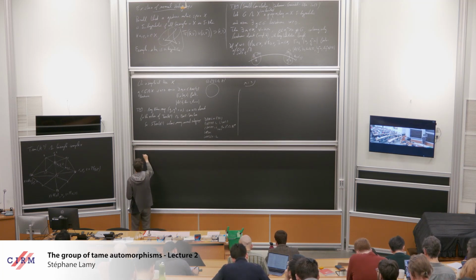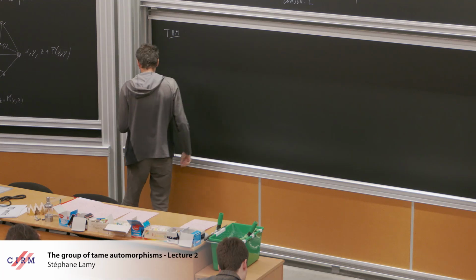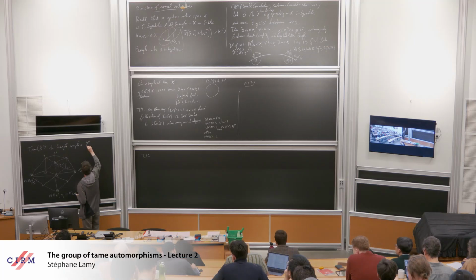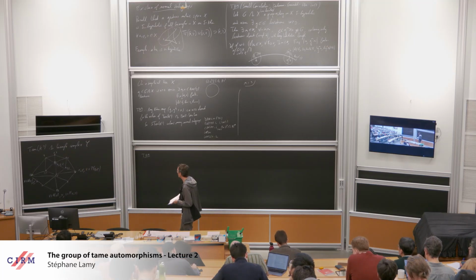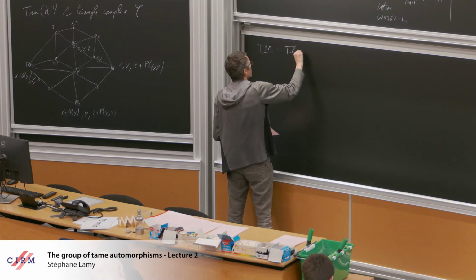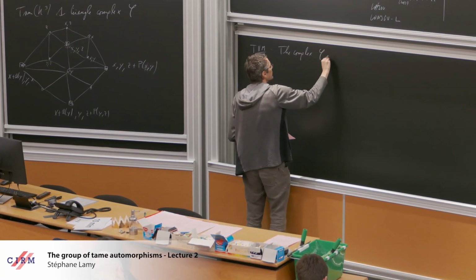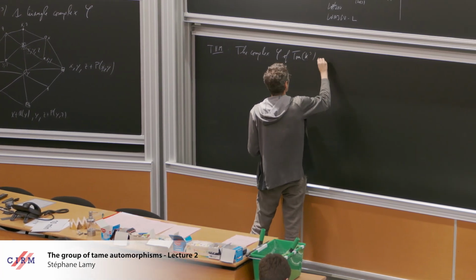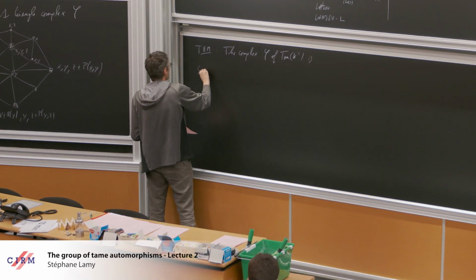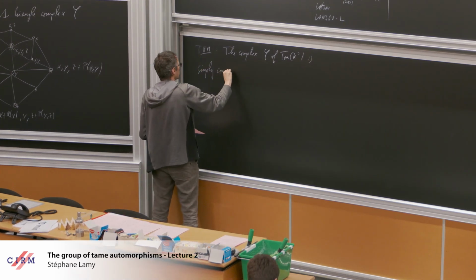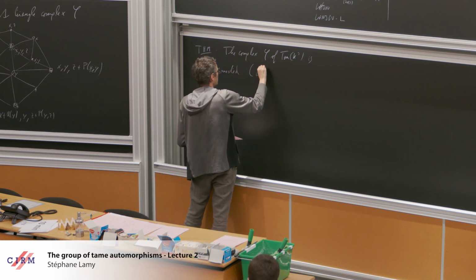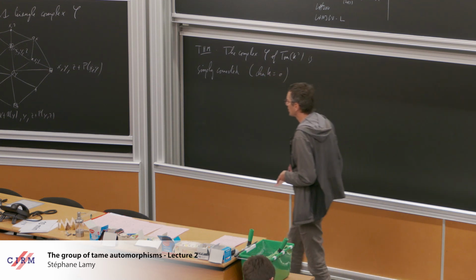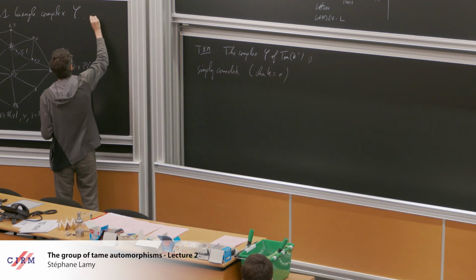So the first result, so let me call C the complex. So the complex C of Tame K3 is simply connected. And here, I have to assume characteristic is 0. Okay, so it's dimension 3. It's also now for all the results, I need to make this assumption.